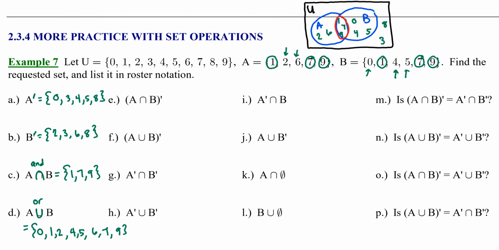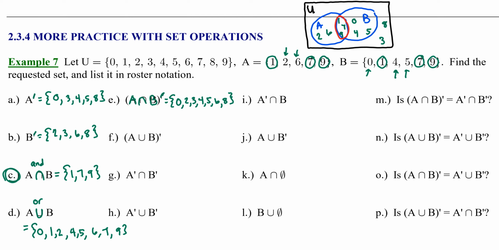Let's look at example E. A intersect B complement. Notice A intersect B we have already found over here on example C. We got values 1, 7, and 9. We need the complement. That means everything except 1, 7, and 9. So that would be 0, 2, 3, 4, 5, 6, and 8.